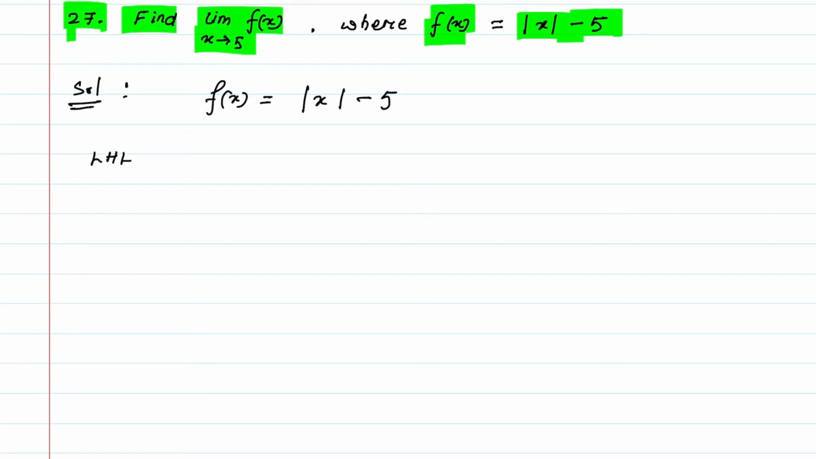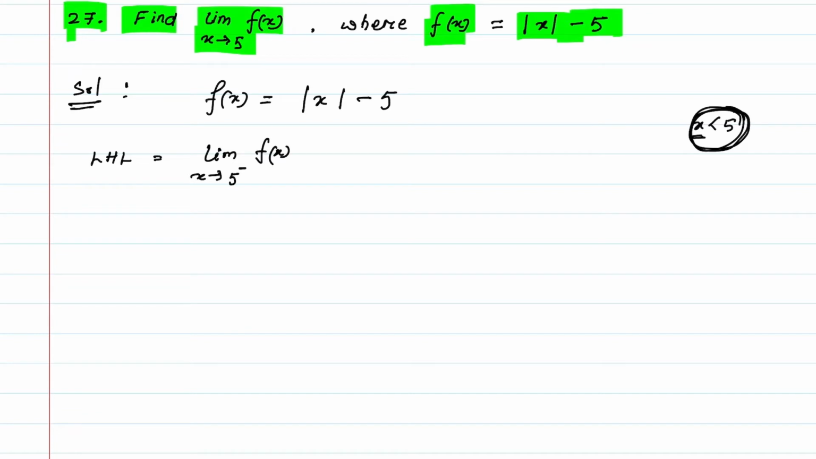Here also left hand limit. So in order to find the limit as x tends to 5, in order to find the left hand limit, we need to write here 5 negative of f of x. So that means x is slightly less than 5. Okay, difference is not so huge. It's a number in the neighborhood of 5. Okay, it is slightly less than 5.